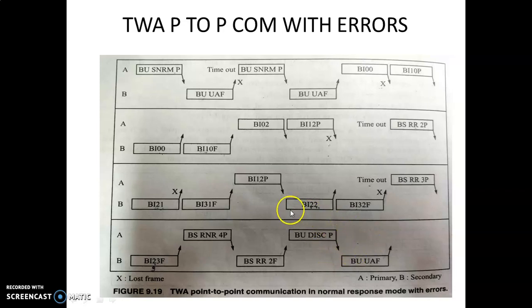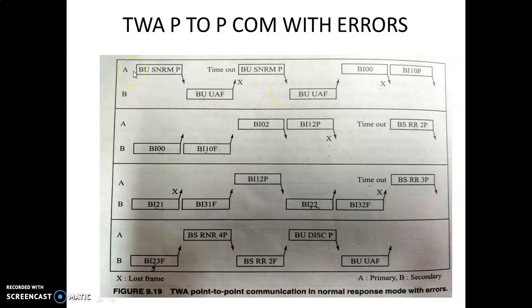Now here we start. We have two stations, A and B, and this is the continuation. So after here it is here, followed by this, and then followed by this. Okay, we start. We have a primary station and we have a secondary station.